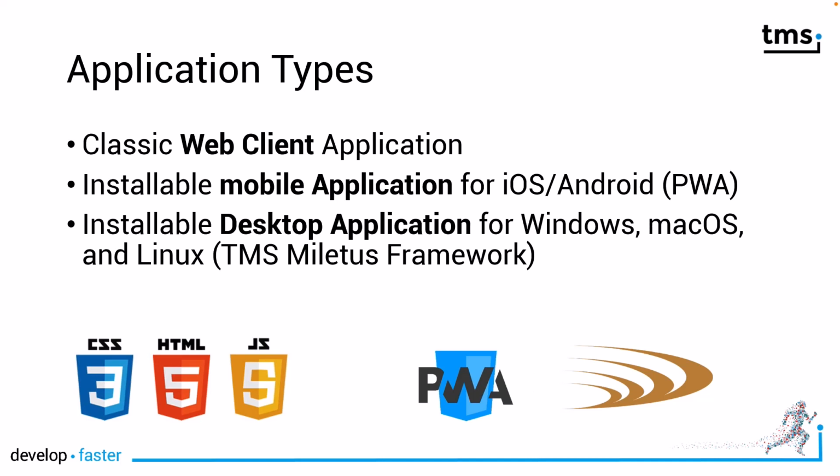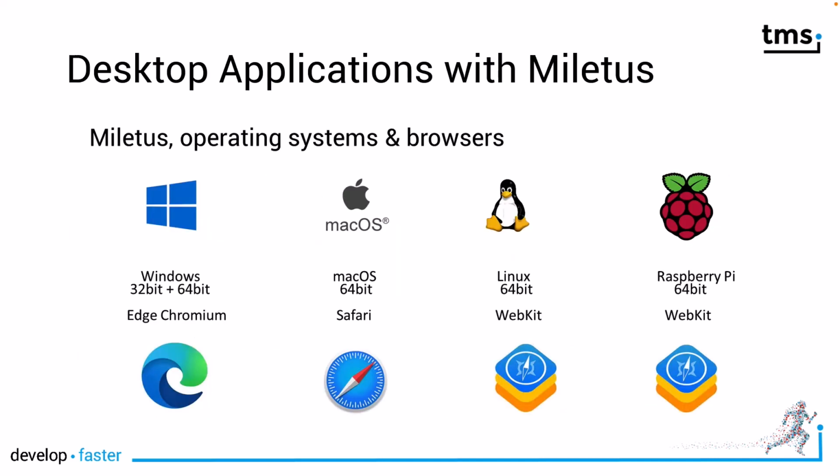And third of all, TMS now offers desktop applications built on top of TMS WEB Core using the TMS Miletus framework. That way, you can build installable desktop applications for Windows, macOS, Linux, and the Raspberry Pi. TMS Miletus supports Windows, macOS, Linux, and the Raspberry Pi. And what you see here is also the different versions of the operating systems that are supported. You can see that on Windows, you can address 32-bit and 64-bit, and all other operating systems are 64-bit only.